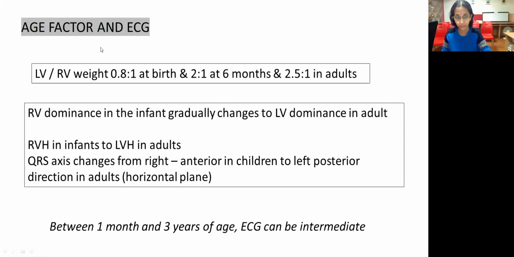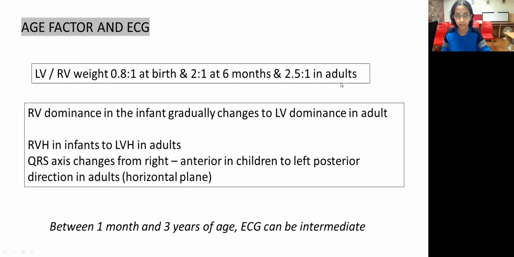If we consider the left ventricle and the right ventricle weight ratio, it is somewhere around 0.8:1 at birth. That means that the right ventricle is dominant, and then it becomes 2:1 at 6 months, and then it becomes 2.5:1 in adults. So this is a slow transition from RV dominance to LV dominance in adolescence.